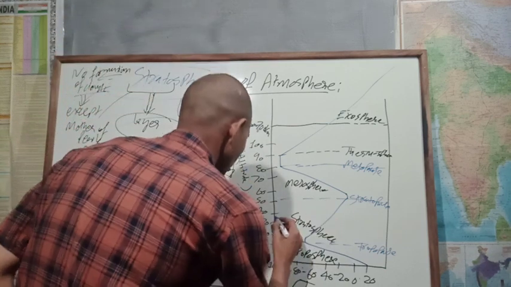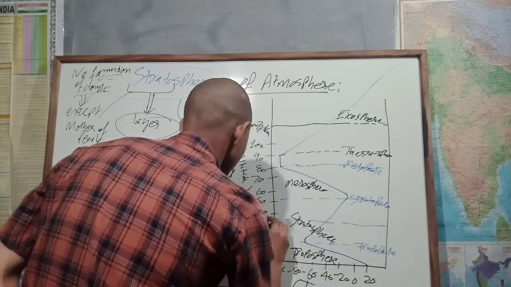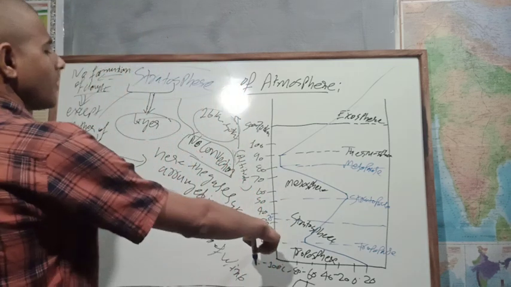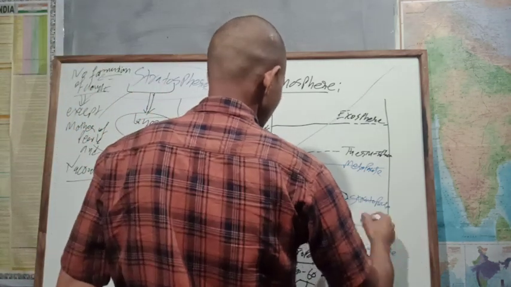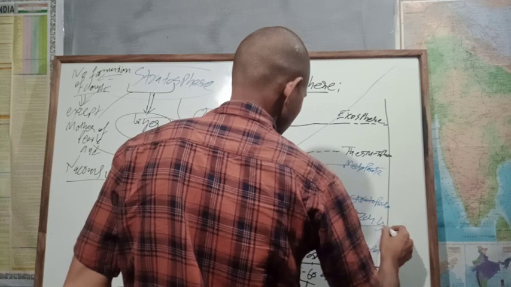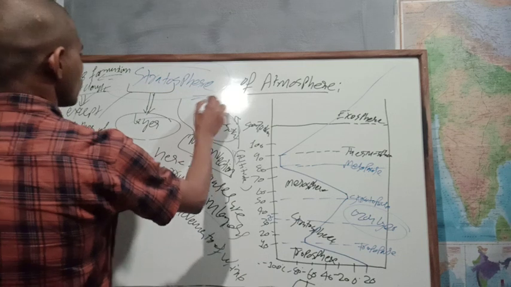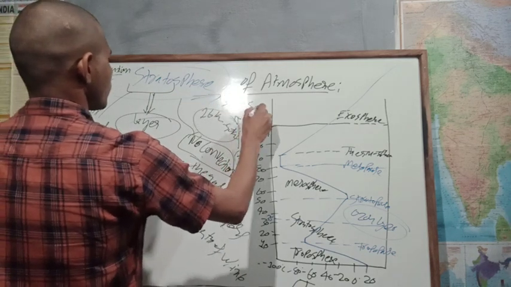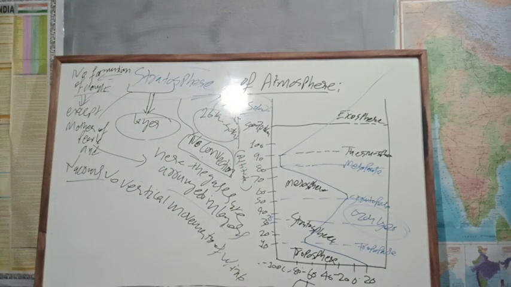From 35 kilometers to 50 kilometers, there is a layer found. We call it the ozone layer. Now, ozone layer, remember guys, this is important. So, the ozone layer is found in the stratosphere from 35 to 50 kilometers. Fine. So, this is the reason.